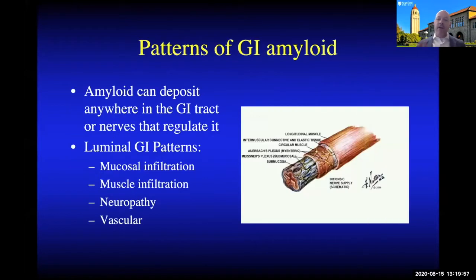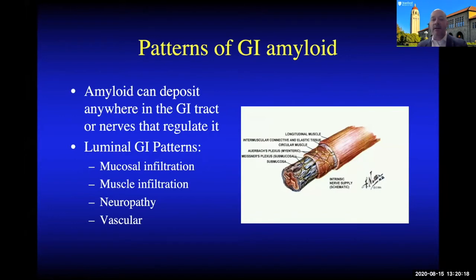And if you think of the gut, the gut is everything that goes from the mouth towards the anus. And so it includes the esophagus, the stomach, the small bowel, large bowel. And there's different layers within the gut. And so amyloid can typically deposit anywhere in the gastrointestinal tract, as well as the nerves which are around it.